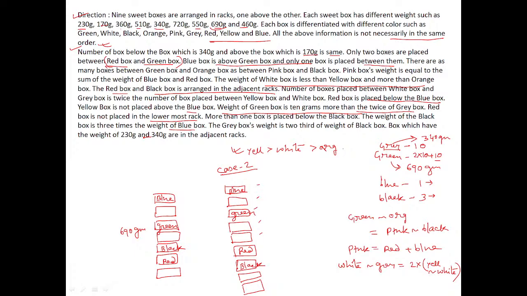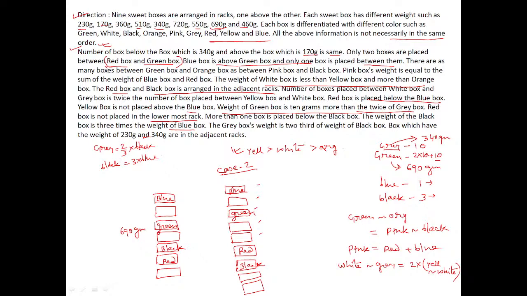The weight of the black box is 3 times the weight of the blue box. Yeah, this is it. The gray box weight is 2/3 the weight of the black box. Okay, now the gray box weight is 2/3 the weight of the black box, and again the black box is 3 times the blue box.